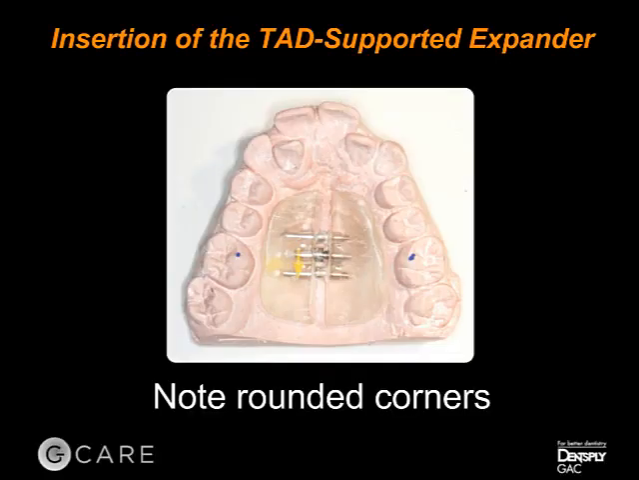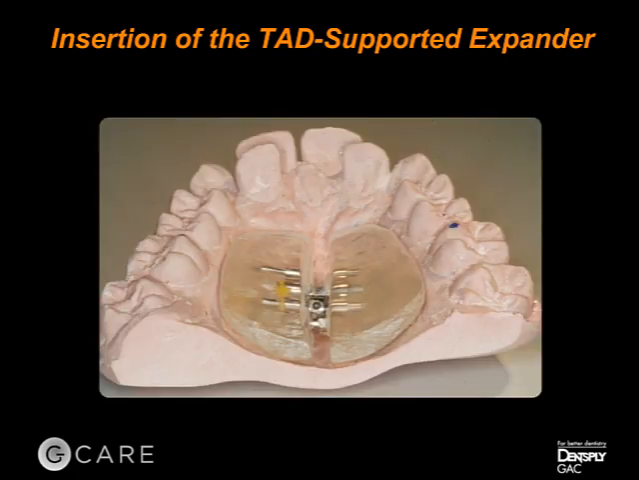So when we're fabricating this expander, the one thing to really be on the lookout for is make sure all the corners are rounded. Because this is strictly going to be supported by the TADs on the palate, there's going to be a lot of pressure on the palatal mucosa, and this could dig in if these edges are sharp. So it's very, very important that when this is fabricated you look at every aspect of it and make sure that every single corner, when you run your finger around it, is rounded and smooth.